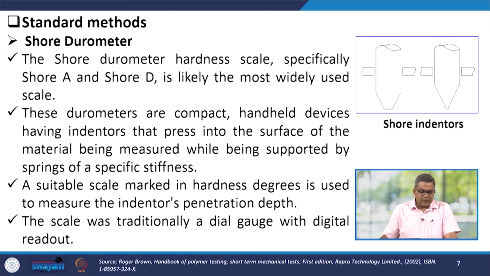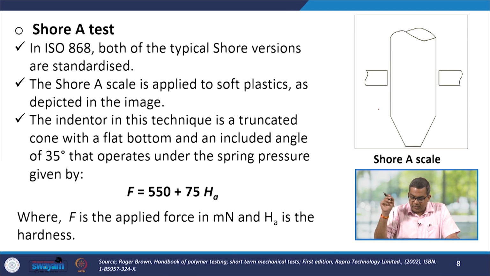Now let us talk about the standard methods. The Shore durometer. The Shore durometer or hardness scale, specifically Shore A and Shore D, is likely the most widely used scale. These durometers are compact handheld devices having an indenter that presses into the surface of the material being measured while being supported by springs of a specific stiffness. A suitable scale marked in hardness degrees is used to measure the indenter's penetration depth, and the scale is traditionally a dial gauge, now with a digital readout. Now here you see the different types of Shore indenters.